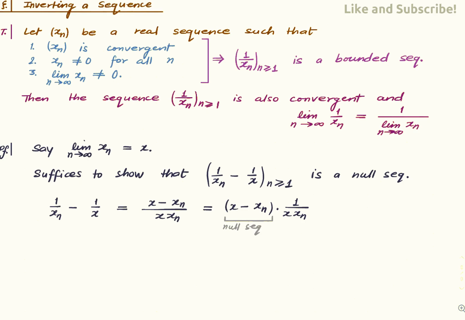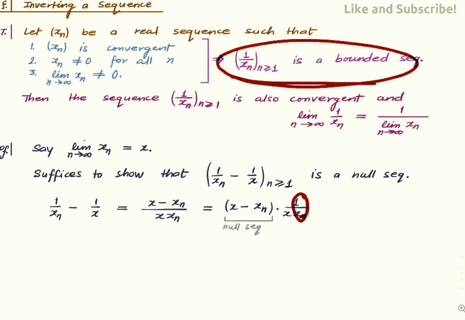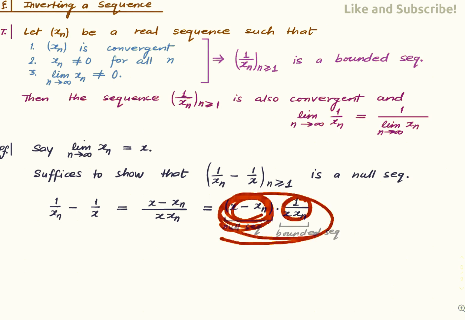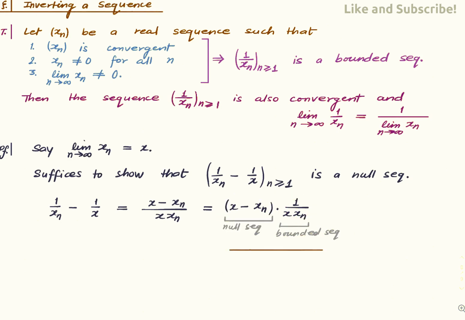And by this exercise, 1 by xn was a bounded sequence. And now if you scale a bounded sequence by any real number, you again get a bounded sequence. So this is a bounded sequence. And as we saw, if you have a null sequence produced with a bounded sequence, you get a null sequence. So this is a null sequence, and that finishes the proof.